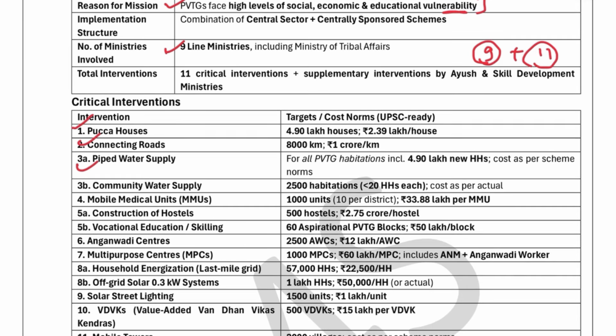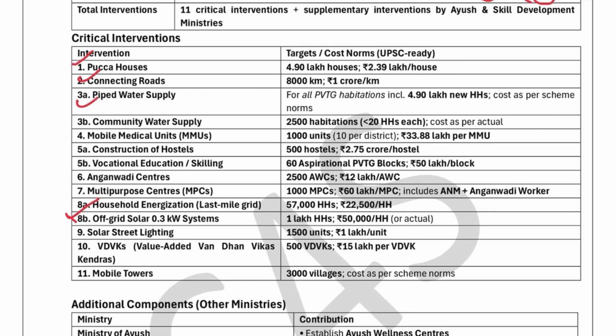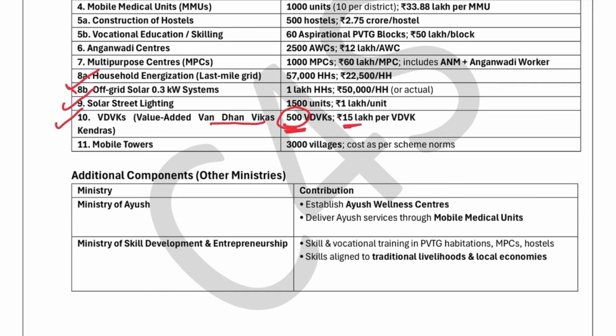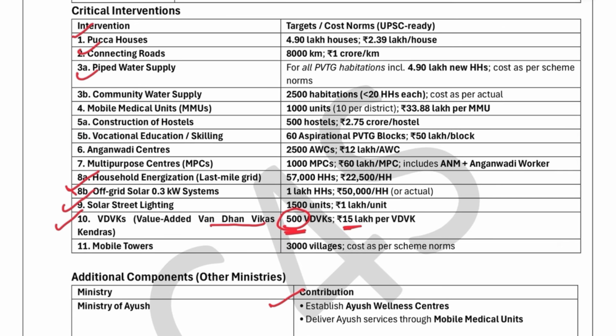So again, pakka houses, roads, piped water supply, solar street lighting, value added Vandhan Vikas Kendras. 500 Vandhan Vikas Kendras we are going to establish, and 15 lakh per Vandhan Vikas Kendra we are going to give. Likewise you can cover the rest. Again, the Ministry of Ayush and the Ministry of Skill Development and Entrepreneurship are going to help in the saturation of those schemes. So that's it for Pradhan Mantri Dharti Aaba and Janman.